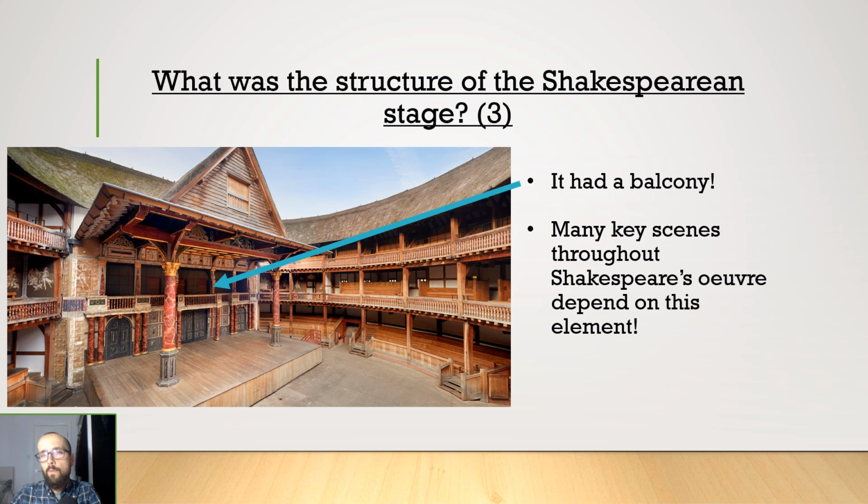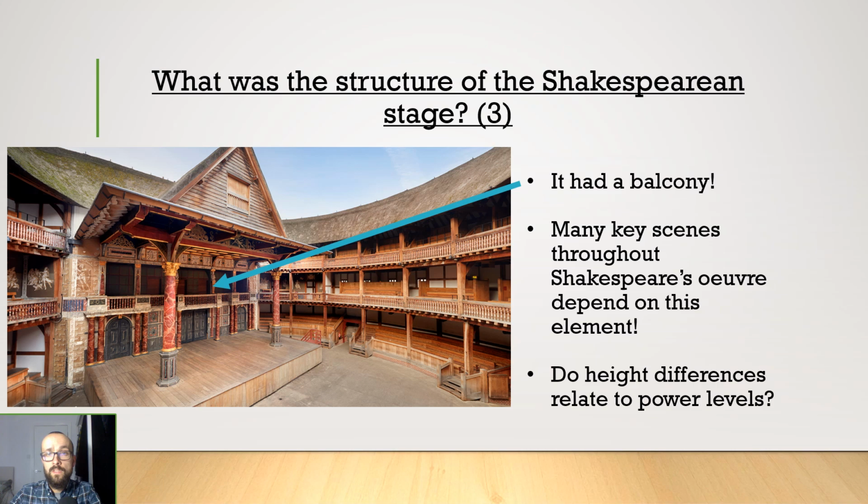Now, a final thing I want you to consider. Do height differences relate to power levels and power imbalances? If a character is placed in a position of greater verticality on the stage, that tends to suggest that they are more powerful. So perhaps Iago watches Othello from above, or maybe Prospero observes Miranda and Ferdinand from up on the balcony. It's something worth keeping in mind, especially if you want to demonstrate to your teachers and your markers that you are showing an awareness of the form of these plays.